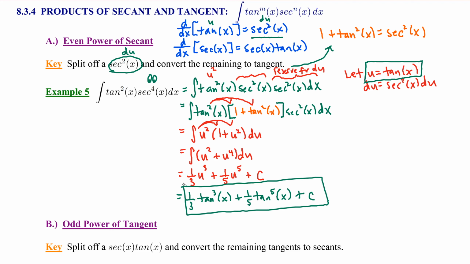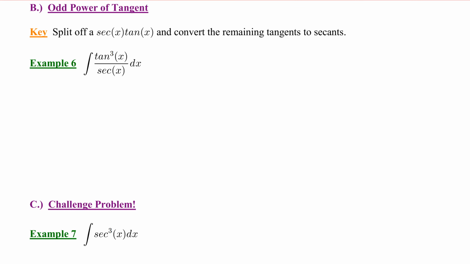So we split off a secant squared of x because we know that this is the relationship between secant squared and tangent as far as derivatives go. So if we save a secant squared of x, then we can make the substitution u equals tangent of x. The only additional thing that we had to consider was converting the remaining secant squared to tangent squared using our Pythagorean identity. Now, another category that we may run into is when we have an odd power of tangent.